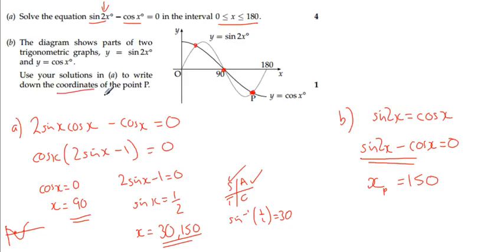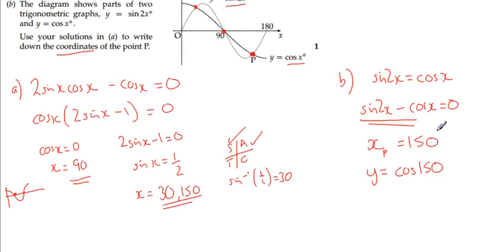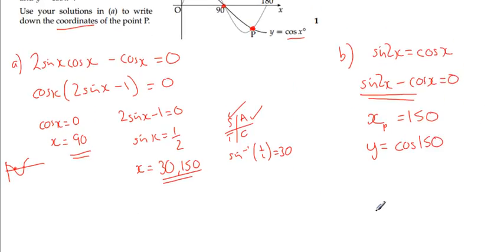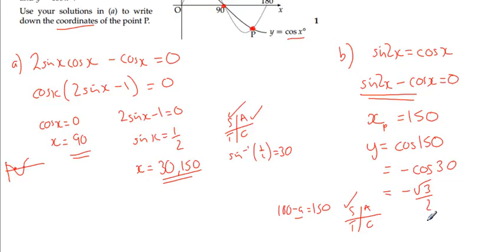Okay, it wants the full coordinates of P. So y is just going to be either one of these things here, cos x or sine 2x, but with 150. So cos 150, and let's presume it's without a calculator here. Cos 150 is in that second quadrant, so it has to be negative, and it's going to be negative cos. We know that 180 take away 150 gives me 30, so the related angle has to be 30. So it's minus root 3 over 2. So the coordinate is 150, minus root 3 over 2.